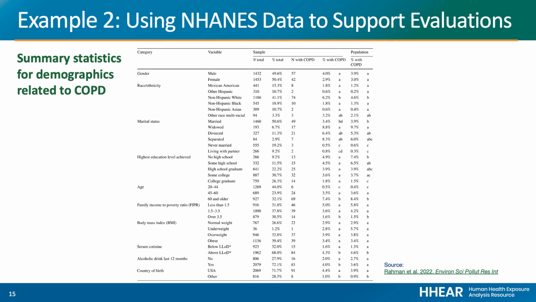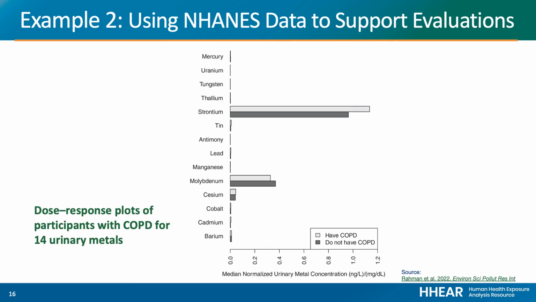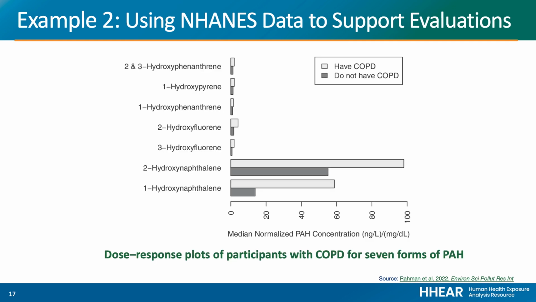Note: the image shown is a screenshot of the summary statistics table with demographics related to COPD from this study. This study's figure shows the dose-response plots of participants with COPD for the urinary metals. Strontium and cesium have higher concentrations in those with COPD, while molybdenum has a lower concentration in those with COPD.